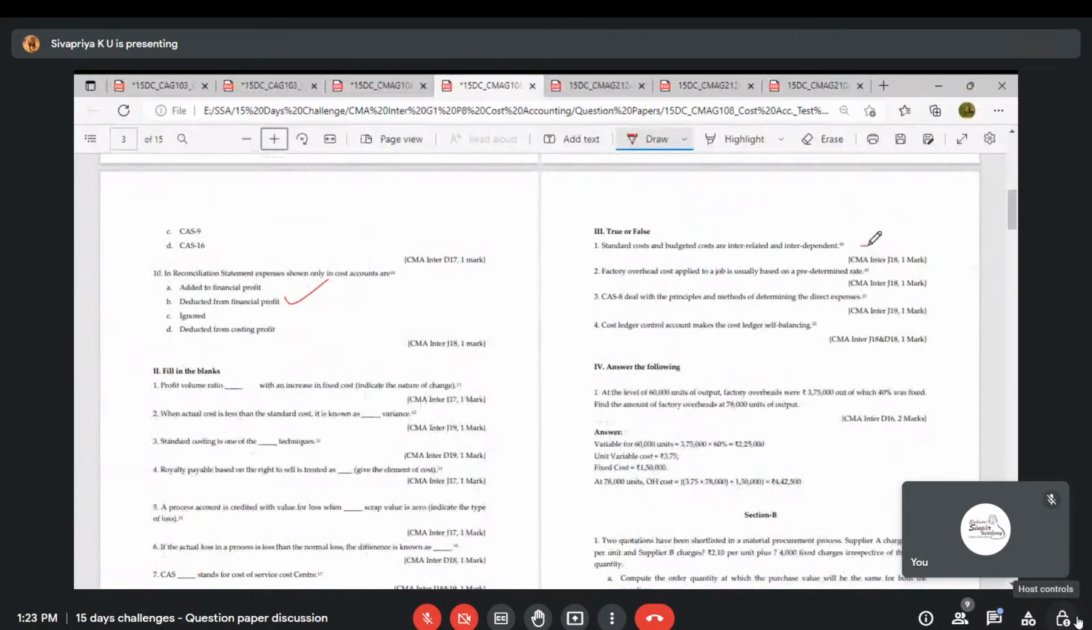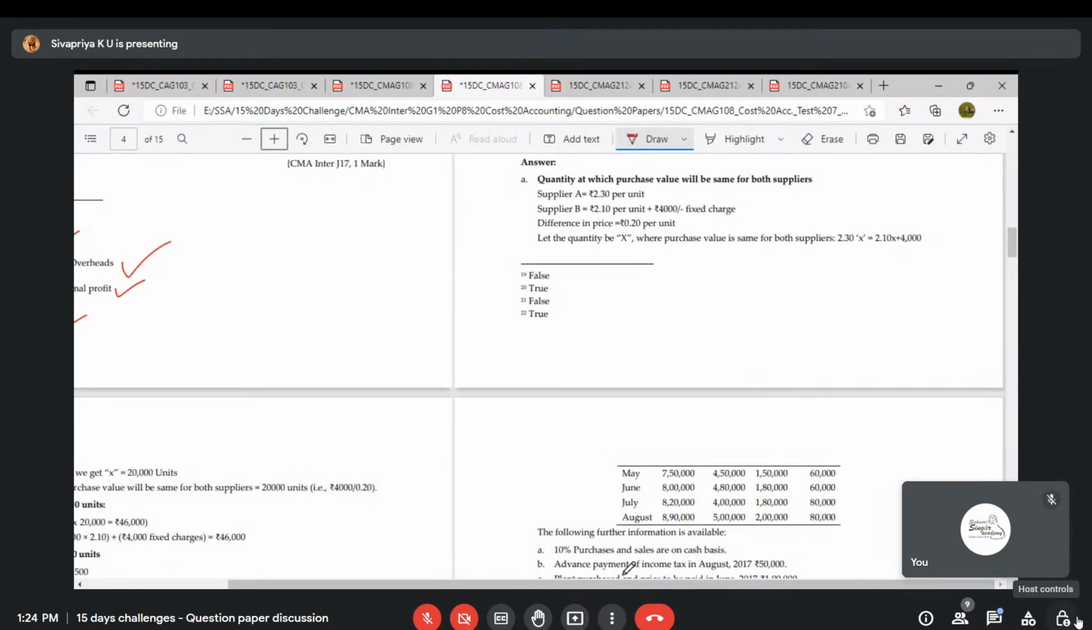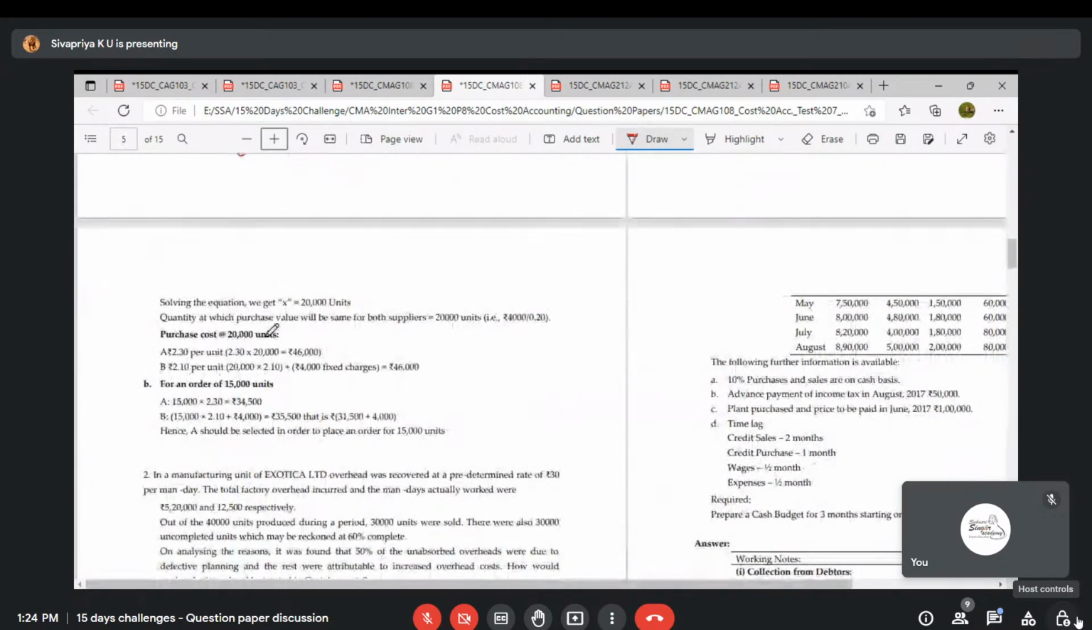True or false? This is false. Purchase value will be same for both the suppliers. So the answer is 20,000 units. And for a 15,000 இருக்கிற ஒரு ஆர்டருக்கு யாரை செலக்ட் பண்ணணும்? For A 34,500 and B it is 35,500. So அதனால A தான் choose பண்ணுவாங்க.